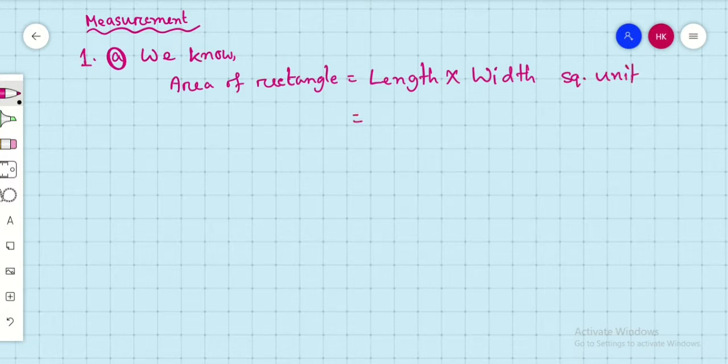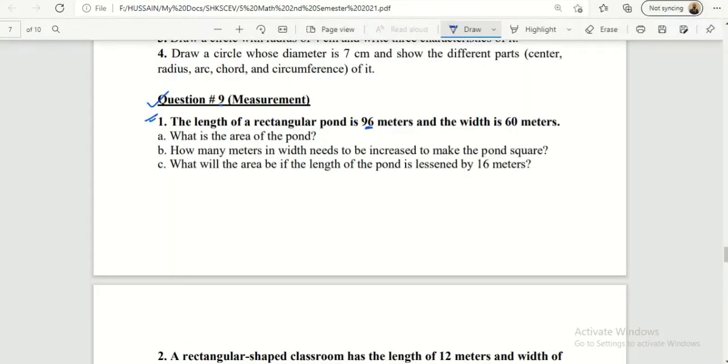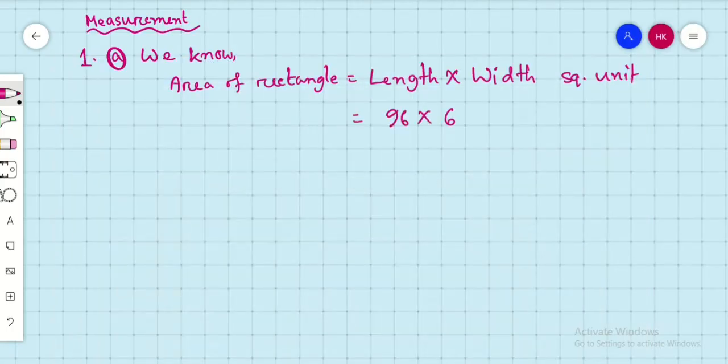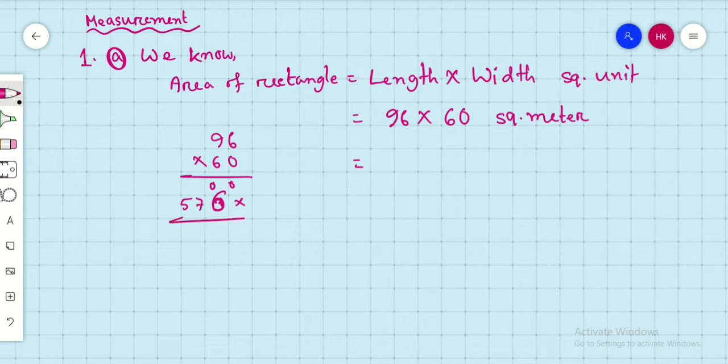So we write length is 96, width is 60, square units, that means square meter. So if we multiply 96 and 60, we just get 5760 square meter or meter square, like this. This is the answer of number A. Now we move on to our next question, question number B.